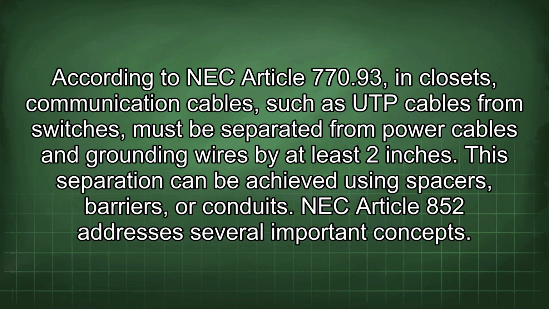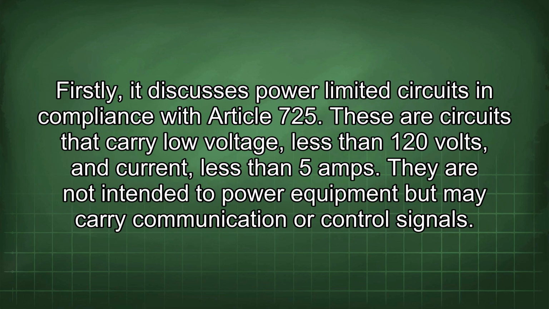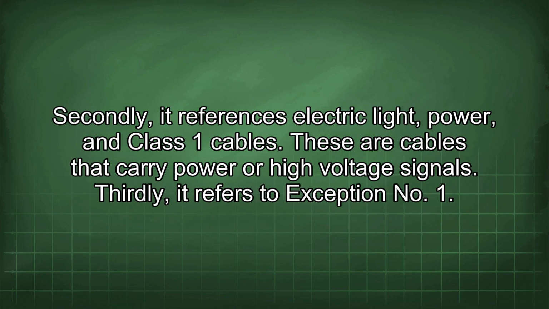NEC Article 852 addresses several important concepts. Firstly, it discusses power-limited circuits in compliance with Article 725. These are circuits that carry low voltage, less than 120 volts, and current, less than 5 amps. They are not intended to power equipment, but may carry communication or control signals. Secondly, it references electric light, power, and Class 1 cables. These are cables that carry power or high voltage signals.